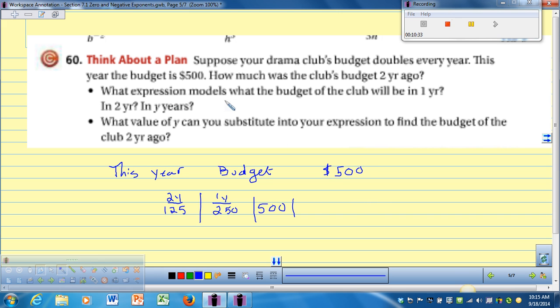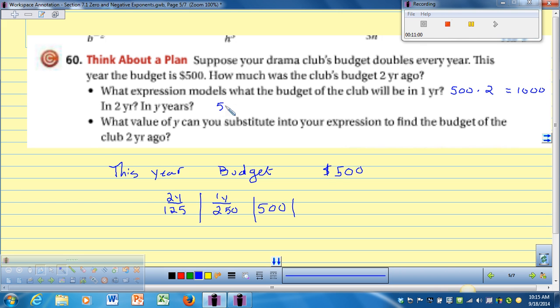What expression models what the budget of the club will be in 1 year? So 500 times what? Times 2, because it doubles each year. So that's $1,000. Good.